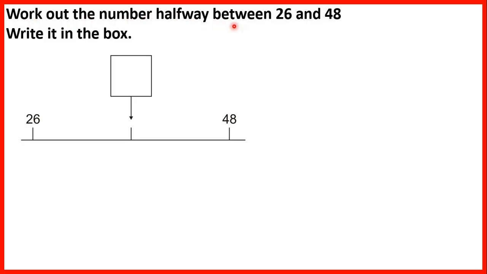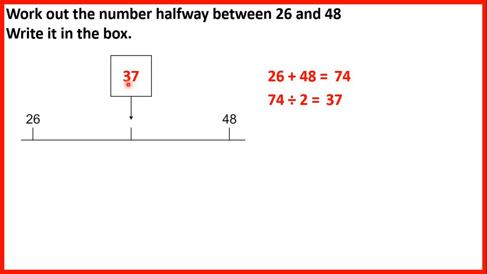Work out the number halfway between 26 and 48. Write it in the box. So we need to find this number here, and that's halfway between, so right in the middle of 26 and 48. So to find the number that's right in the middle of 2 numbers, what we can do is add them together and then divide by 2. So 26 plus 48 is 74, and we might need to use column addition for this. And then we can divide 74 by 2. So if we use short division, we'll get an answer of 37.